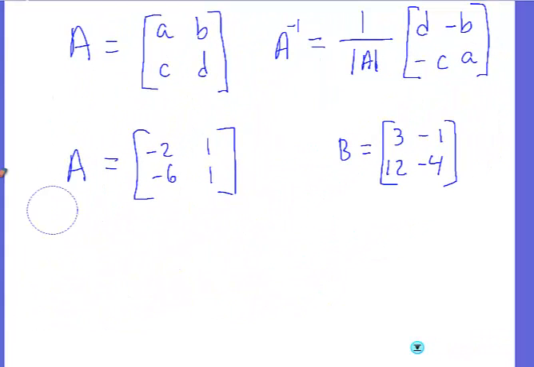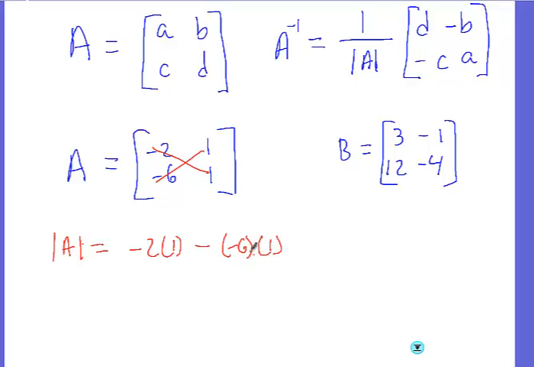But real quick, I'll do 2 quick examples. I'm going to take the determinant of A. It's going to be equal to negative 2 times 1 minus negative 6 times 1, which simplifies to negative 2 plus 6, which is equal to a positive 4. Therefore, the determinant of A is positive 4. That's not 0, so matrix A has an inverse.